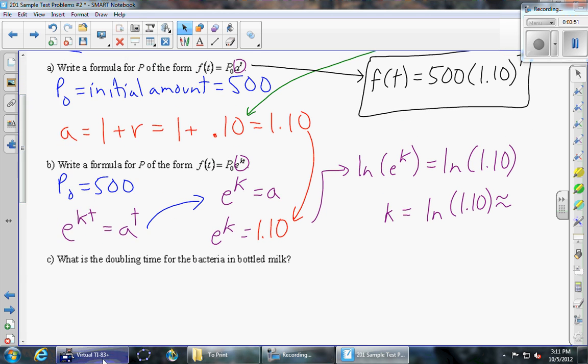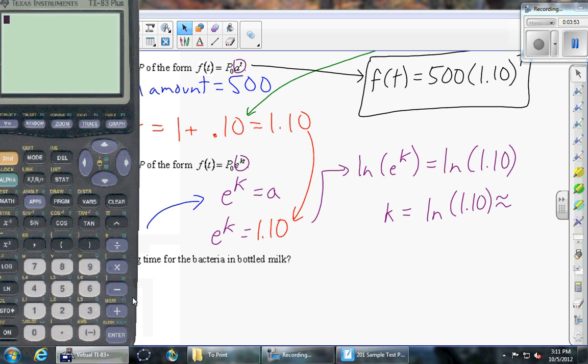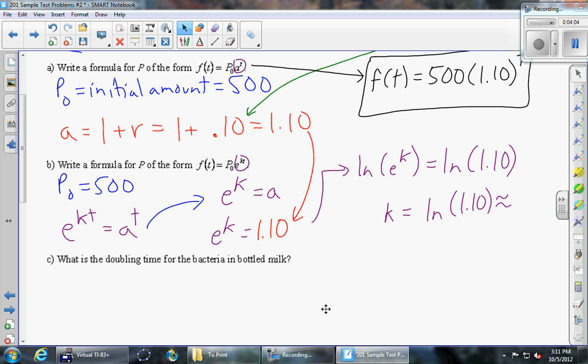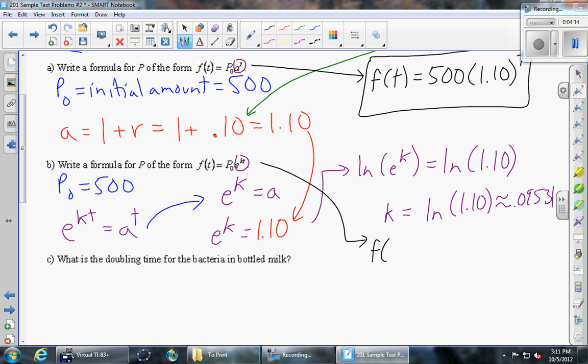So that said, let's type it into the calculator. We're just looking for ln of 1.10. And we get a number just under 10%. 0.09531. So that means our final answer is f of t equals P0 is still 500. It's no longer a to the t, it's now e to the kt.